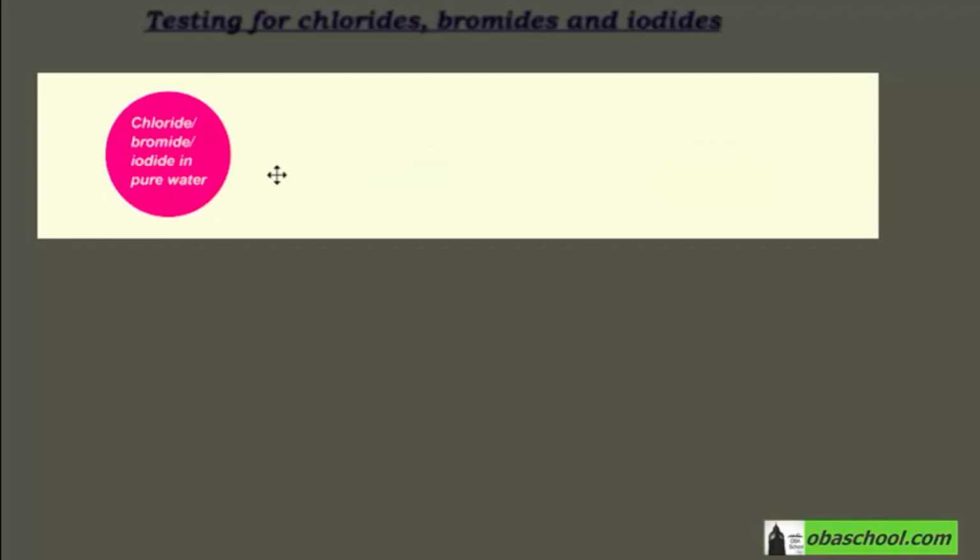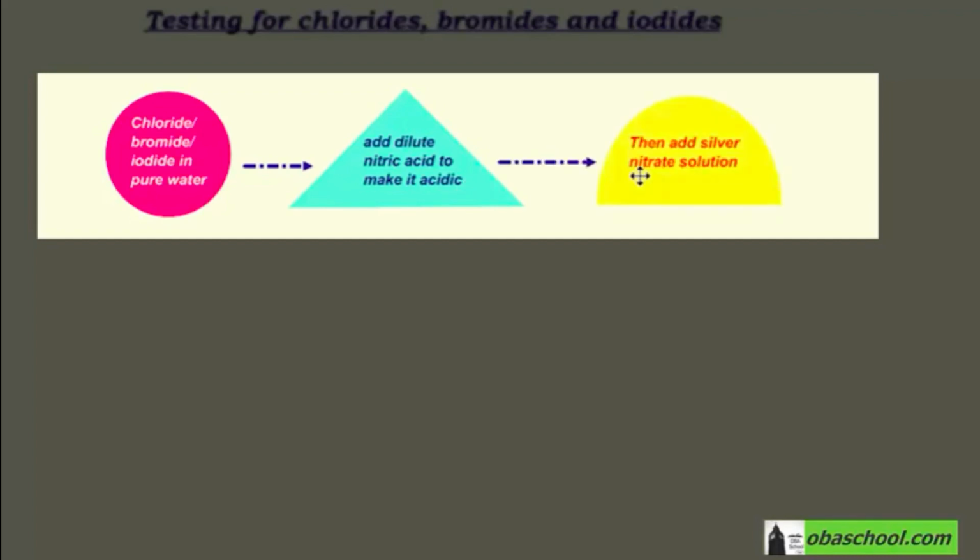Then, we are going to add dilute nitric acid to make it acidic. So we will add to the solution obtained dilute nitric acid to make it acidic. And finally, we're going to add silver nitrate solution for the reaction to occur.